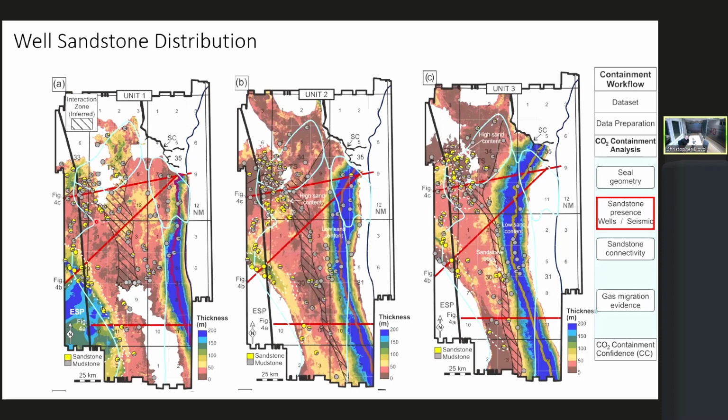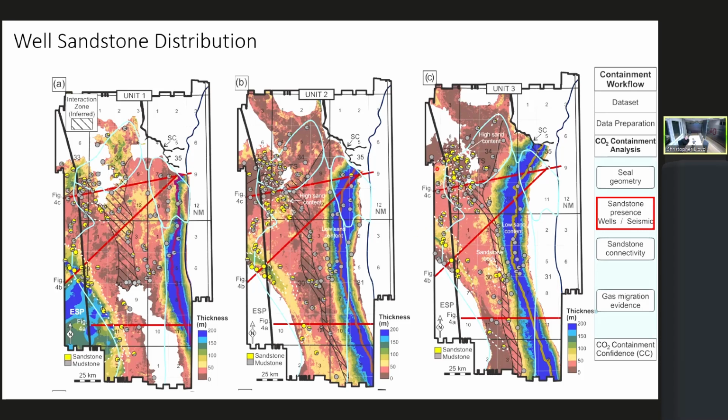So this is the results just for the first 3 units. In unit 1 here, we see high sand content on and around the slope of the East Shetland platform. We see that in units 1 and 2. And then if you look here in unit 2, we can actually see the outline of a thickness increase, which signifies a sandstone, and we see that in the wells here, signifying a sandstone body.